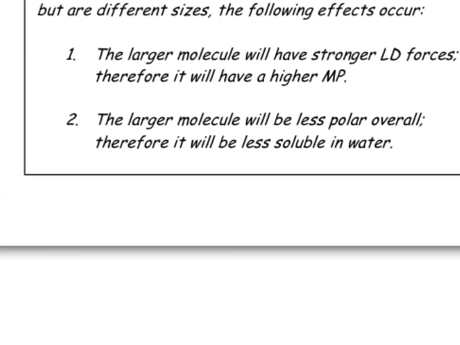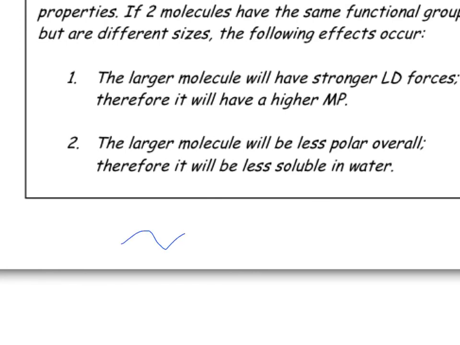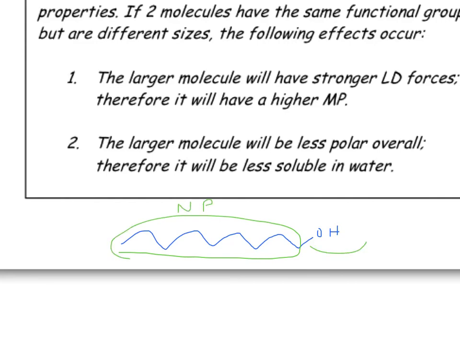If you think about having a really long alkane with a hydroxyl functional group at the end, this part of the molecule will be non-polar. This part will be polar. The larger the non-polar area, the more that polar hydroxyl group will get spread around the molecule and the less effect it will have. Therefore, larger molecules will be less soluble in water because they are less polar overall.